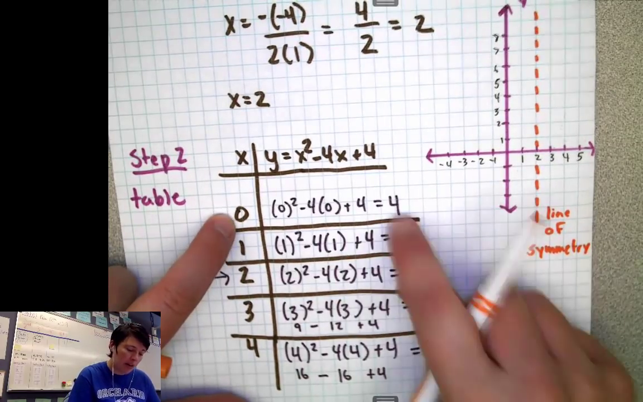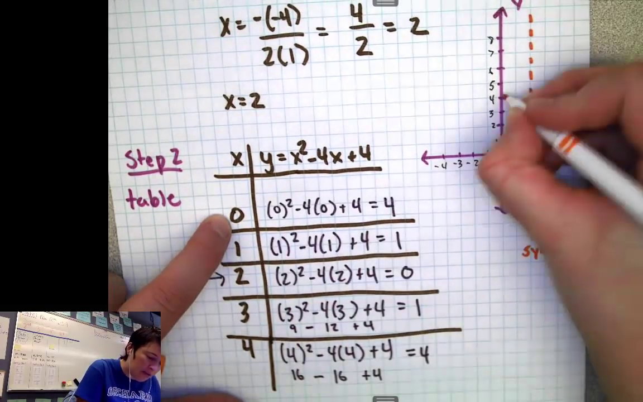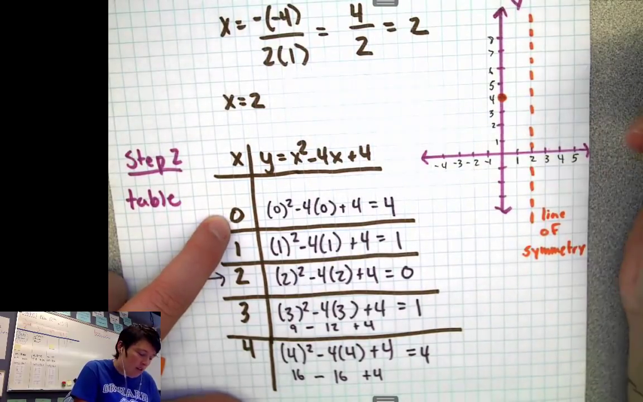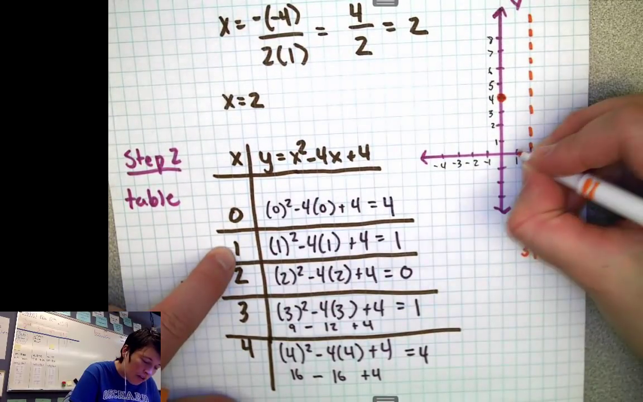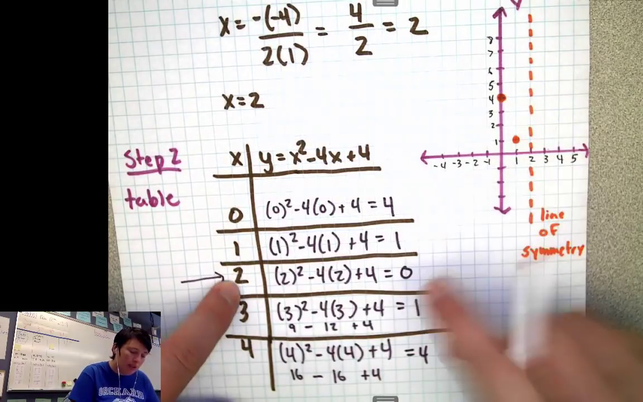I'm going to start with 0 and 4. So I go to 0, I go up to 4, and make a dot. I'm going to go to 1, 1. I'm going to go to 2, 0.